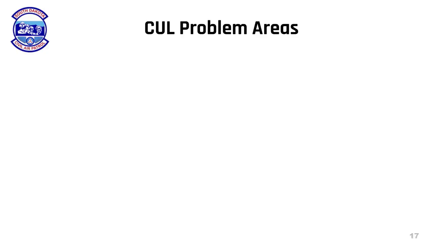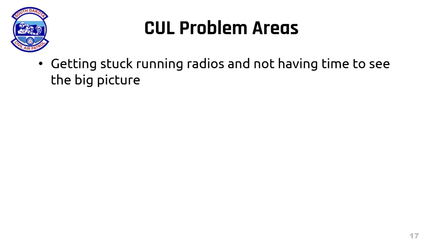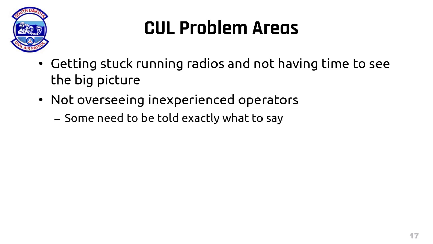There are also some problem areas that relate to the communications unit leader, and most of that is different training than what we've been talking about before, but of course it overlaps. For the communications unit leader, the CUL, getting stuck running the radios and not having time to step back and see the big picture can be a problem. On the other hand, not overseeing inexperienced operators, and some need to be told exactly what to say, particularly if it's their first time as a mission radio operator.